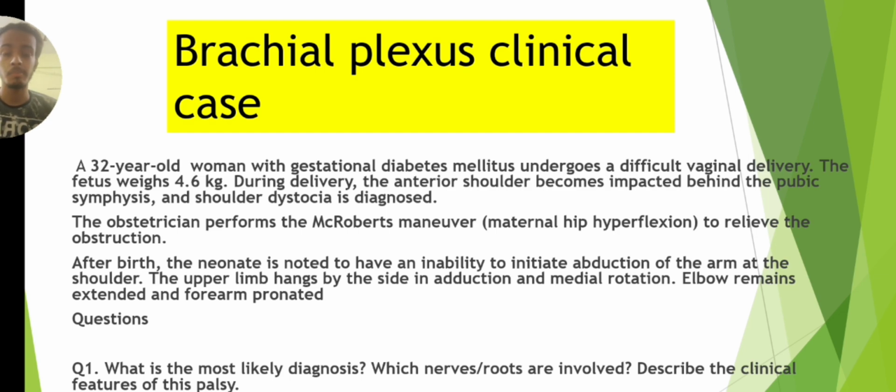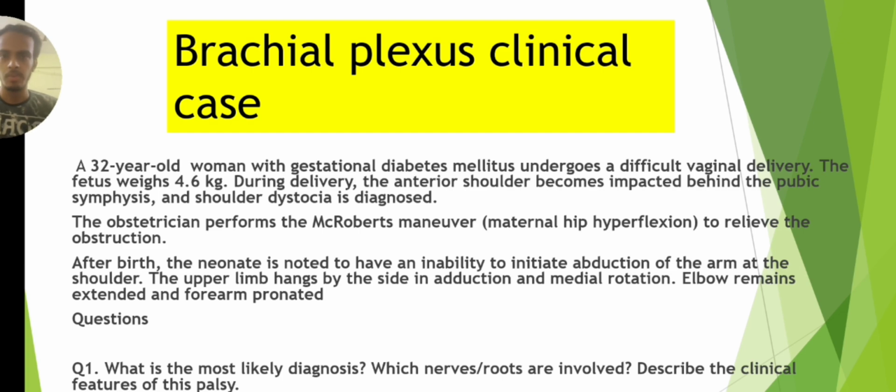That is, there are chances of macrosomia. As a result, the delivery is difficult. That's why it is written in the first line that it is a difficult vaginal delivery. Now the fetus weighs 4.6 kg. What does it mean? Macrosomia, so the weight is more. During delivery, the anterior shoulder becomes impacted behind the pubic symphysis and shoulder dystocia is diagnosed. It means the shoulder is obstructed by the pubic symphysis, and this condition is known as shoulder dystocia.